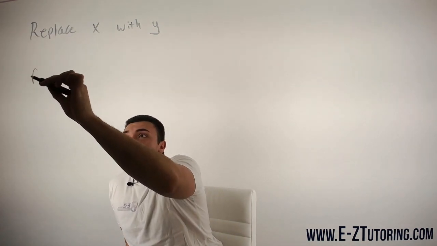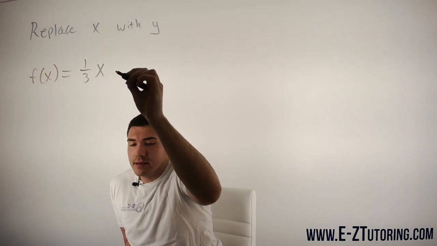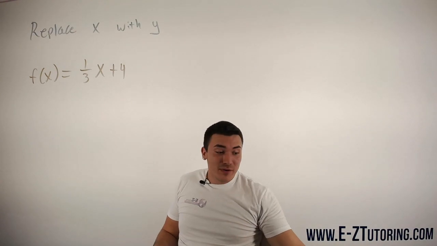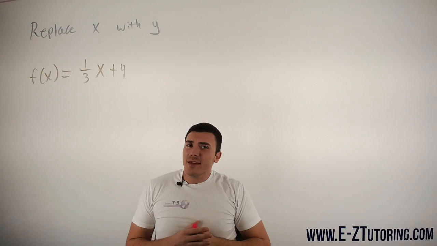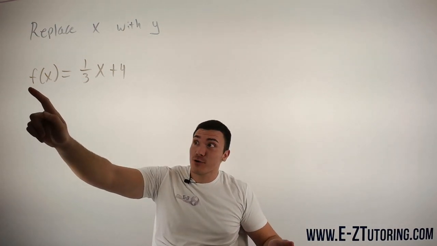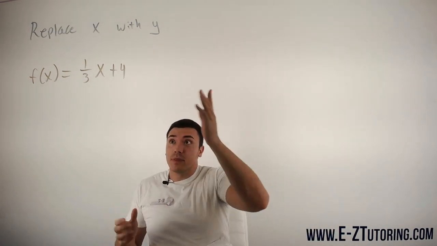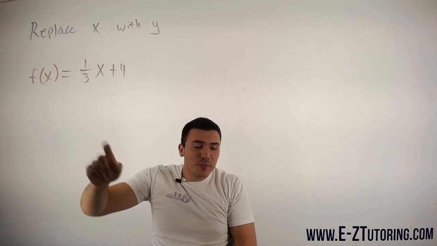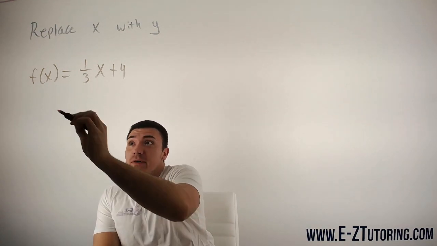Alright, so let's consider a function. Let's say we have f of x equals 1 over 3x plus 4. So like I said, if you want to find your inverse, all you got to do is replace x with y. But you may be thinking there is no y, right? Well, f of x, a function of x, is your output. You plug something into your input and you get an output. So your output is really your y. So just to make life easier, I'm going to go ahead and replace f of x with y.